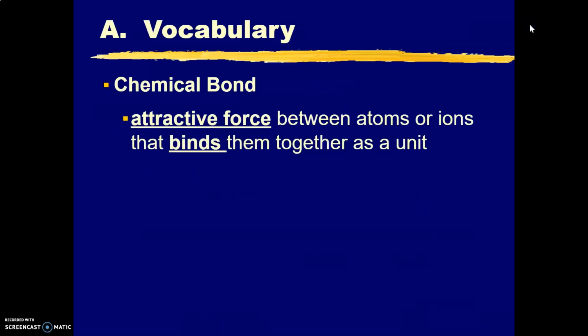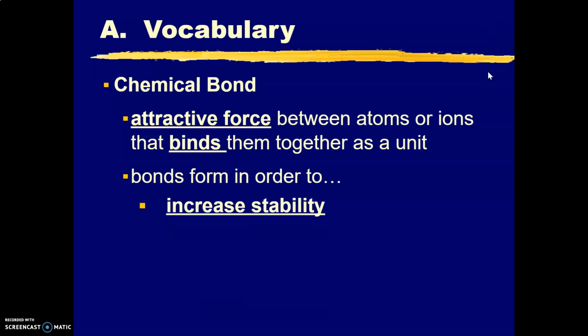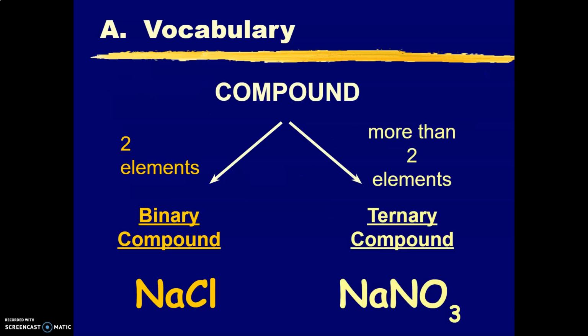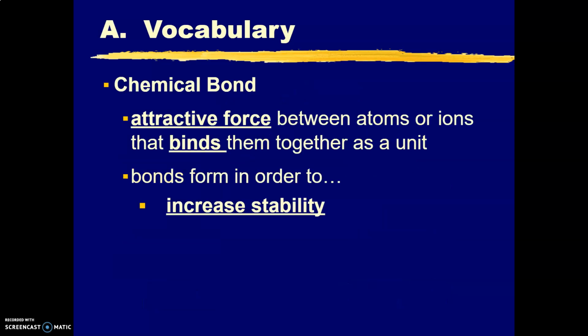What is a chemical bond? It's the attractive forces between atoms or ions that binds them together as a unit. And bonds form because, as we learned in the last couple of sections, it increases their stability because they want to be stable. So sorry, if you didn't get that, it increases their stability.